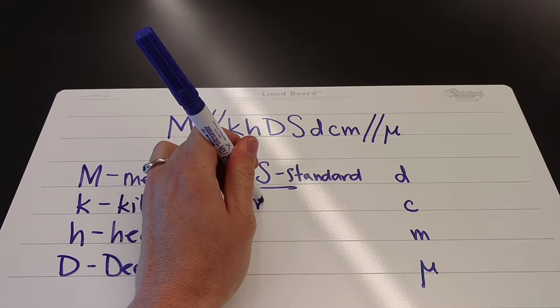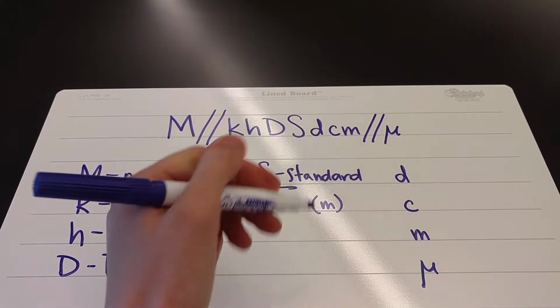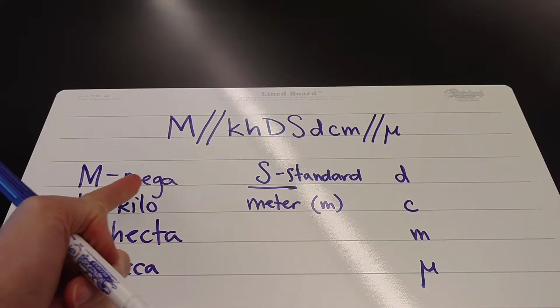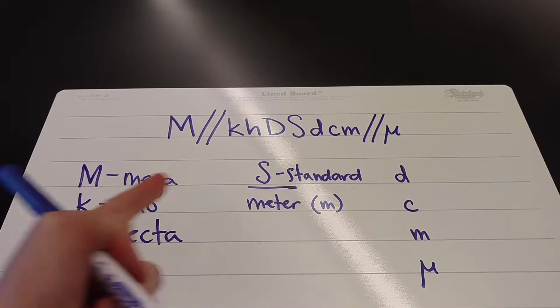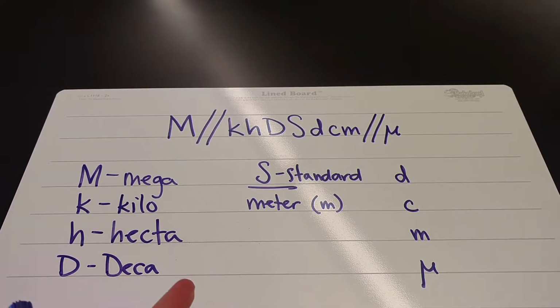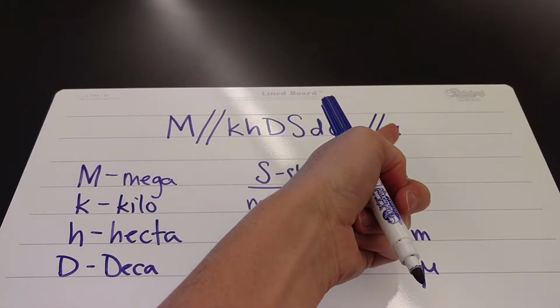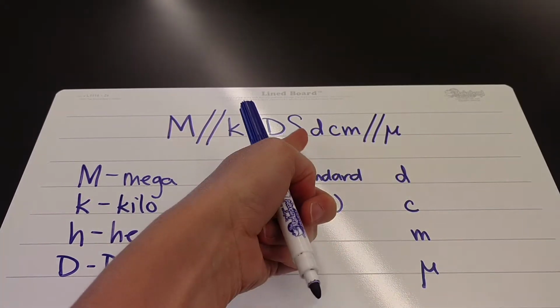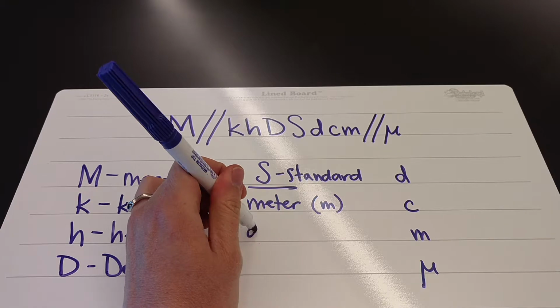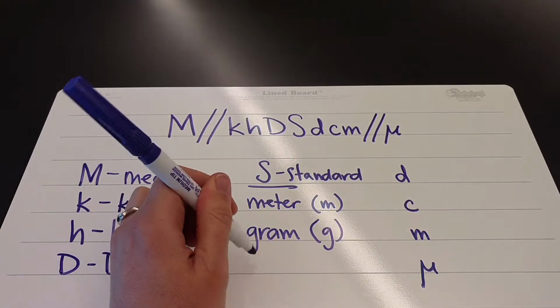So meter is a standard, and its symbol is M. But when we put meter with a prefix, kilometer would be KM. We put the two letters together. So anytime you have a unit that has two letters, you're looking for the first letter to find it in this line. If it only has one letter, it belongs in the standard. Other standards include gram and liter.